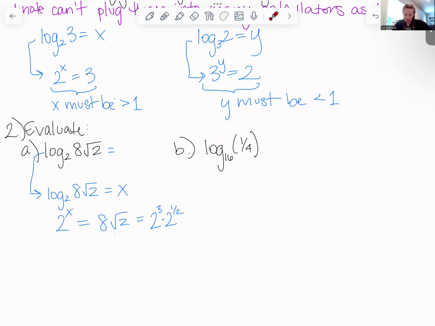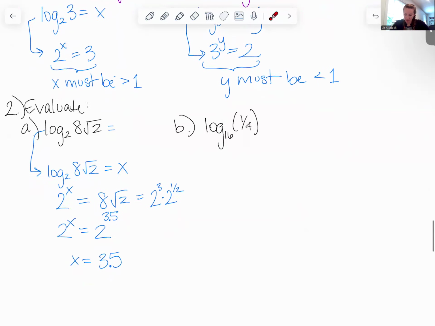I want to change these to be the same base. So 8 is equivalent to 2 cubed, and square root of 2 is equivalent to 2 to the 1/2. I can combine this by adding the exponents. Those are some exponent properties or rules we talked about before. So now I have 2 to the x is equal to 2 to the 3.5, which means that x is 3.5.